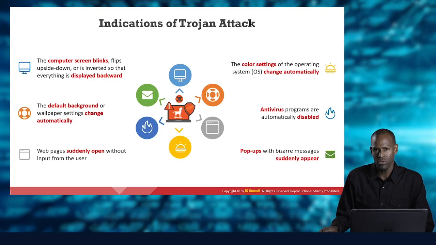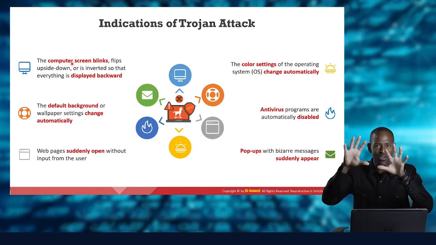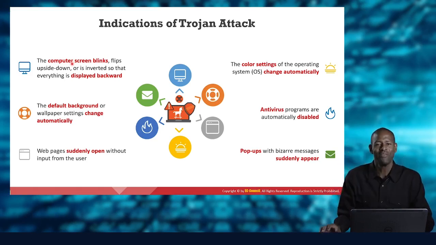So how do you know that your computer system, your device, has been attacked by a Trojan? Number one, you can have a blinking screen. You can even have a screen that flips upside down. There's actually a well-known piece of malware. It's kind of more of a joke, but it makes all the images on your screen actually melt, flip upside down, inverted, displayed backward. If you see anything like that, yeah, you probably are under attack.